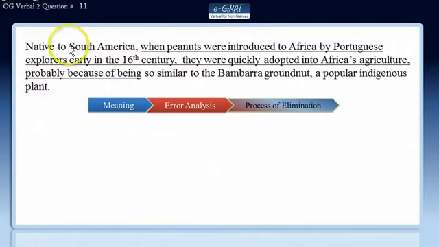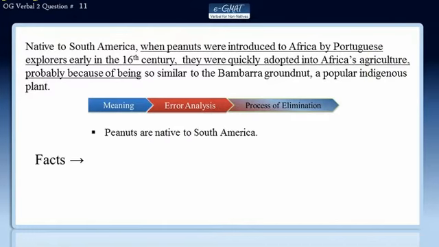So let's begin. Native to South America, when peanuts were introduced to Africa by Portuguese explorers early in the 16th century, they were quickly adopted into Africa's agriculture, probably because of being so similar to the Bambara groundnut, a popular indigenous plant. Okay, so this sentence presents a set of facts about peanuts.